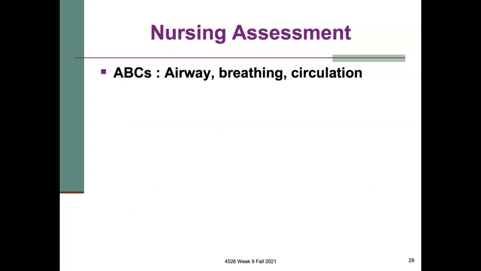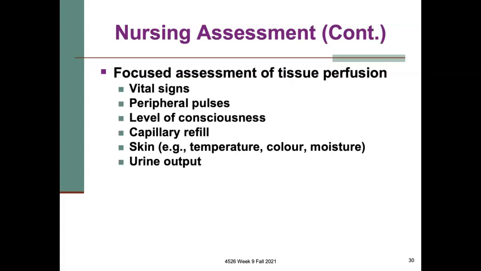So let's talk about nursing assessment. The initial assessment is always geared towards the ABCs of airway, breathing, and circulation. That's your first part. The second part is doing a focused assessment. The further focused assessment will look at tissue perfusion and includes evaluation of the vital signs, peripheral pulses, level of consciousness, cap refill, looking at the skin, so the temperature, the color, the moisture, and urine output. As the shock progresses, the client's skin would become cooler and mottled, urine output would decrease, peripheral pulses will diminish, and the neurological status will decline.